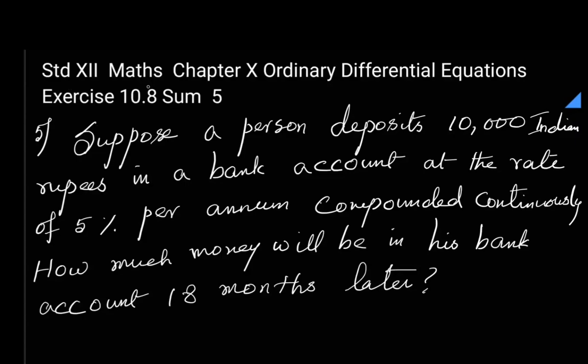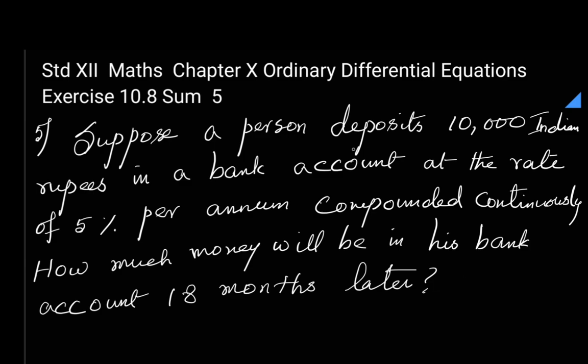Standard 12th Maths, Chapter 10, Ordinary Differential Equations, Exercise 10.8, Sum 5. Suppose a person deposits 10,000 Indian rupees in a bank account at the rate of 5% per annum, compounded continuously. How much money will be in his bank account 18 months later?